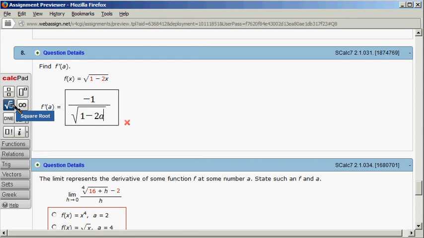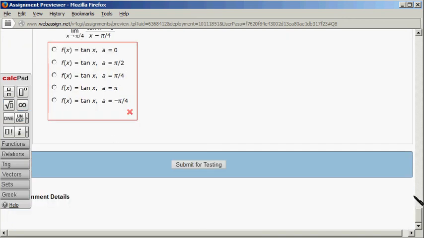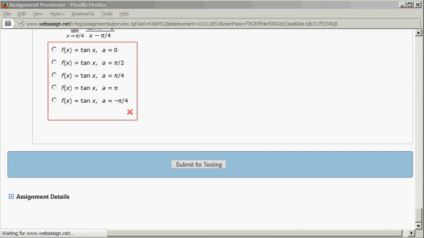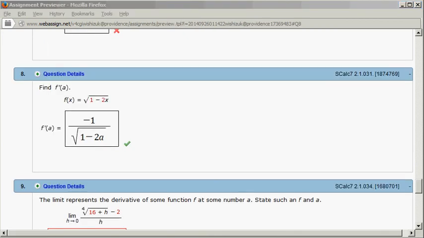Let's go down and check, submit for testing. It came back and looks like we got this one correctly.